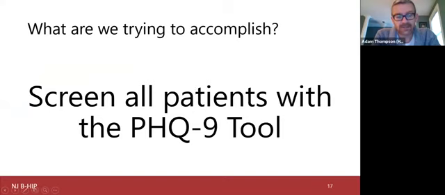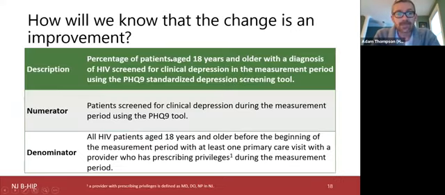So what are we trying to accomplish? The first question is actually pretty easy to answer, and one that should be shared across most of the projects at some point, which is we want to screen all of our patients with the PHQ-9 tool. And then the second question, how will we know that the change is an improvement? This is where the BHIP measures come into play.